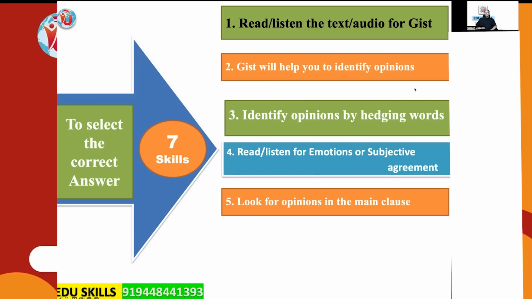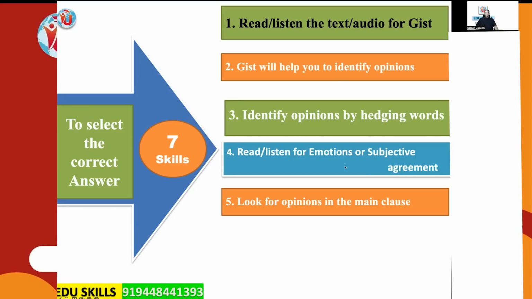Gist will help you to identify opinions. The whole idea, gist means the whole idea, the comprehensive idea will help you to identify the opinions of the writer or the person identified in the question. As I said, the majority of the questions in C part, both listening and reading, are based on opinions or views of the writer. Identify opinions by hedging words, meaning the main words will tell you. For example, I believe, I suggest, or perhaps, maybe, probably. All these hedging words will indicate their opinions.